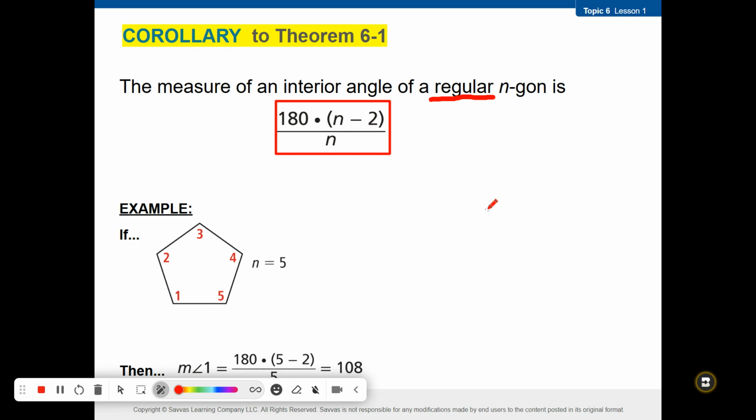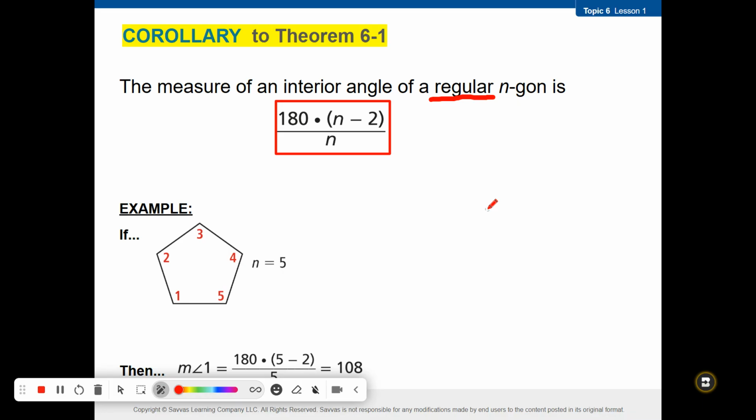Nobody remembers what regular means? Deals with congruency. What do we know is congruent with the shape? Sides or angles, or both? Ooh. It's angles and sides. They're all congruent. Okay? All angles are congruent. All sides are congruent. Please, please, please remember that.